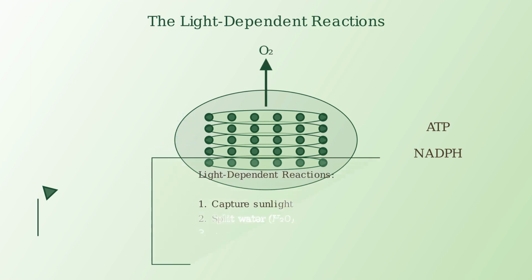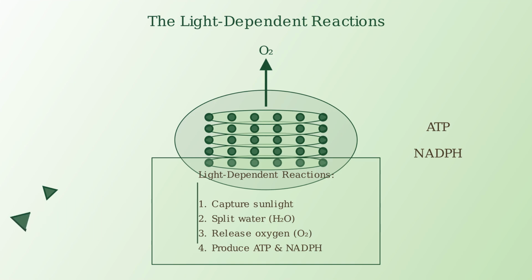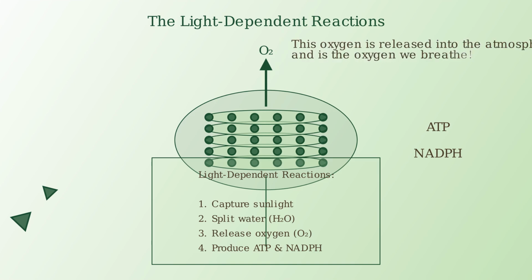In summary, the light-dependent reactions capture solar energy and convert it into forms the plant can use for making food. The oxygen released during this process is the same oxygen we breathe, connecting plant photosynthesis directly to our survival. With ATP and NADPH now available, the plant is ready for the next phase of photosynthesis, the Calvin cycle.